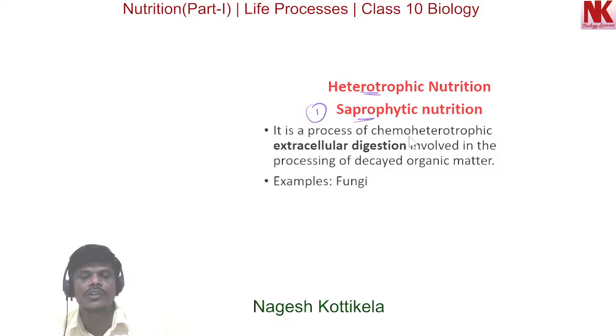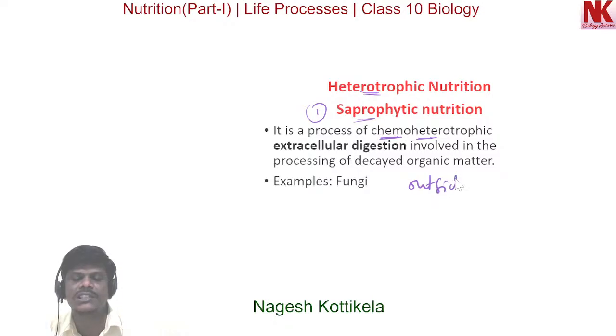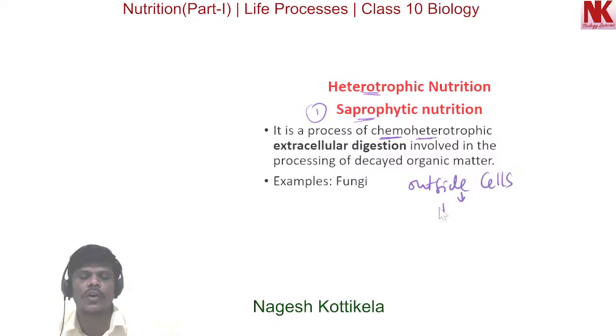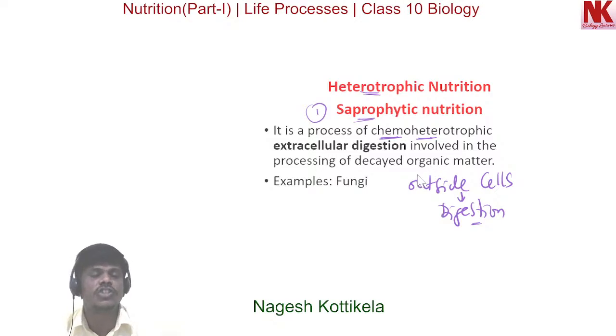Here it is the process of chemoheterotrophic extracellular digestion. Extracellular means the digestion process occurs outside the cells. Digestion is nothing but the breaking down of complex food materials into simpler substances. In this mode of nutrition, the complex food materials are broken down into simpler substances outside the cells. This is what we call extracellular digestion.